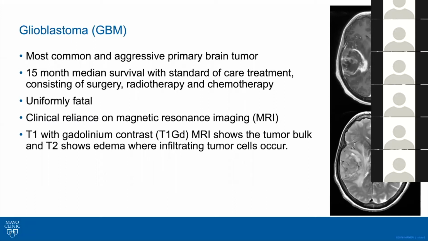Then the other type of MRI is T2 weighted, which typically shows edema, which is water that's leaked out of vessels that are in the process of breaking down. And that's traditionally thought of as where the infiltrating tumor region lies.